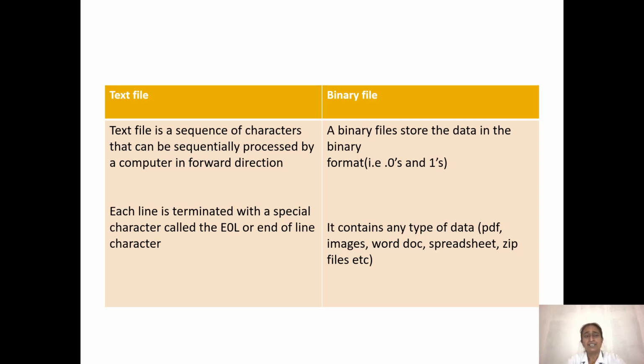Text file. A text file is a sequence of characters that can be sequentially processed by a computer in a forward direction. Each line is terminated with a special character that is called EOL, or the end of line character. Binary files store the data in binary, that is zeros and ones, and can contain any type of data: PDF, image, Word documents, spreadsheets, zip files, etc.